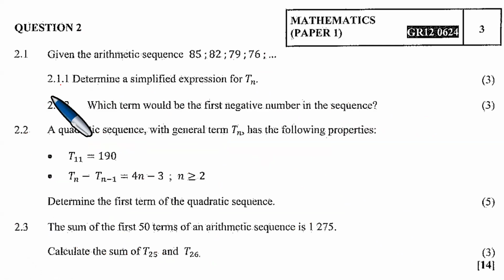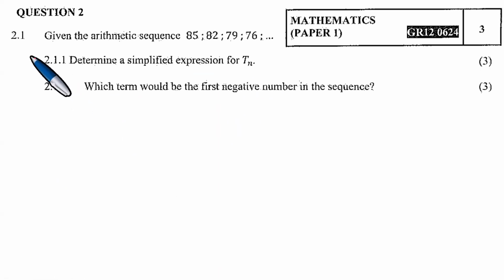Question 2 is about sequences and series, and we will actually be looking at arithmetic sequences. In question 2.1, we're given 85, 82, 79, 76. Determine a simplified expression for Tn, where we understand Tn is the general term. Obviously we ask ourselves a couple of questions in terms of whether this is arithmetic or geometric. The first term is 85.